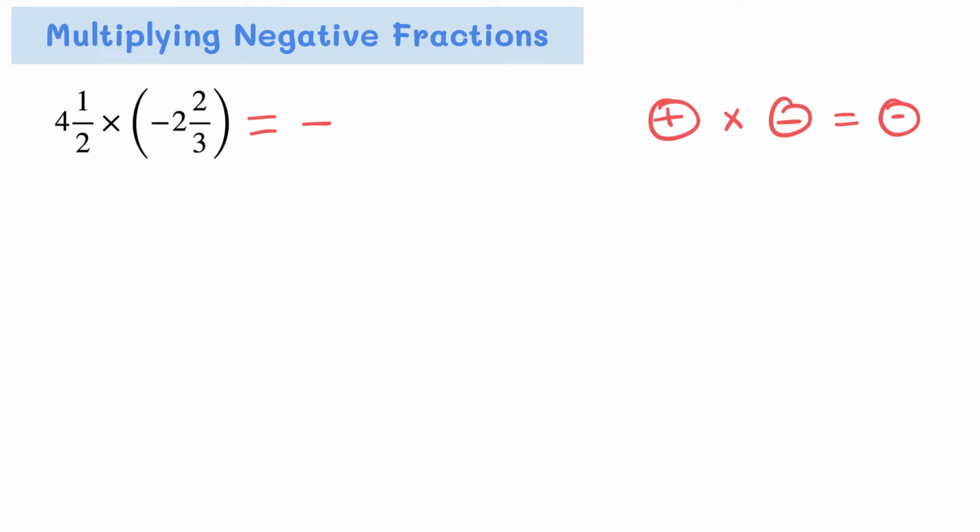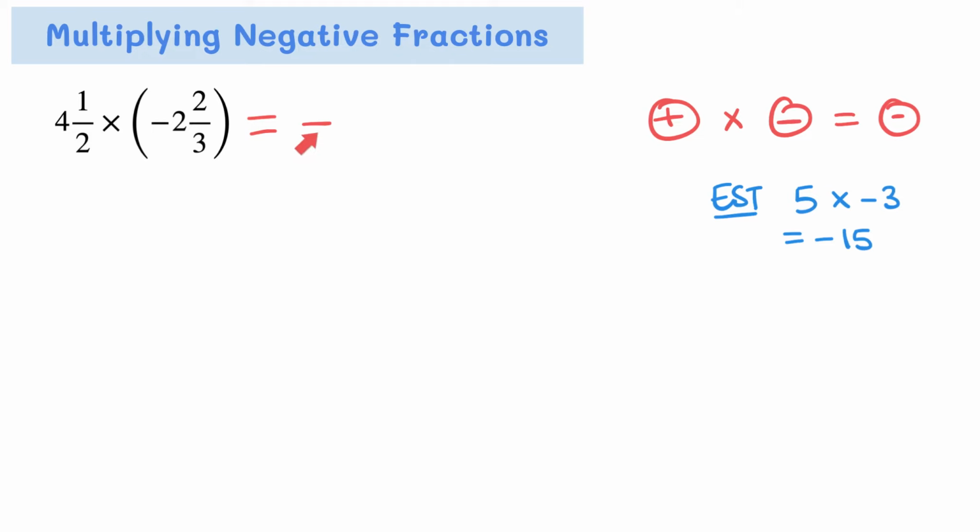Now, I can also estimate, because we've been doing a lot of estimation as well. If I estimate, I could say that 4.5 is closer to 5, times negative 2 and 2/3, which is closer to negative 3. So now I've got 5 times negative 3, which is negative 15. So my answer should be close to negative 15. Let's take a look at doing this problem now.